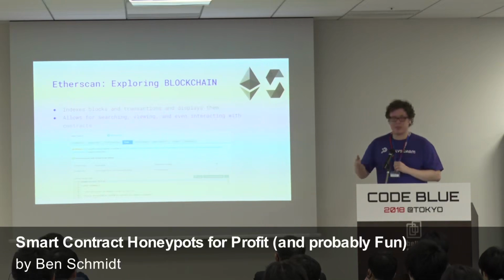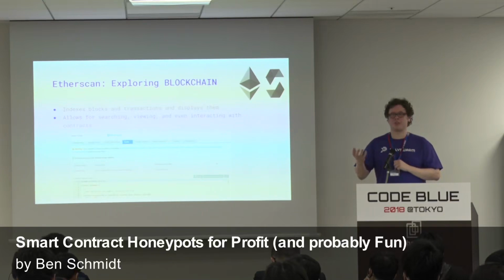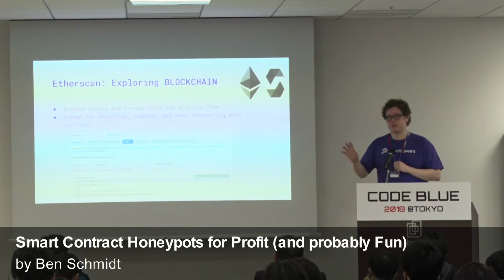So whenever you upload something that is valid, it gives it a nice, clean, green check mark, and it's presumed that this is the exact source code that led to the creation of this contract.